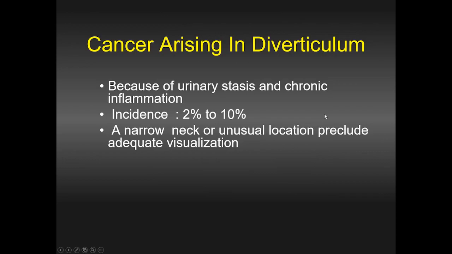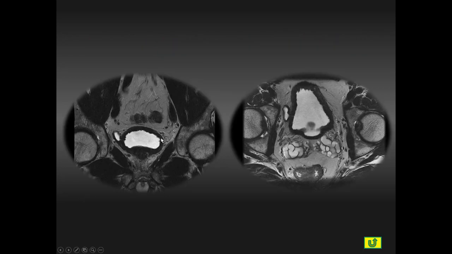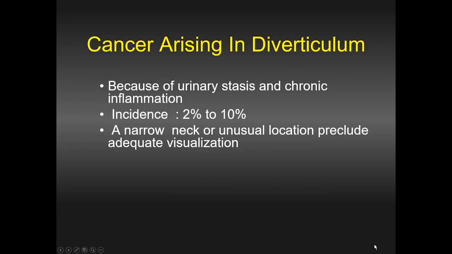Now, in terms of cancer arising in a diverticulum, this is an area of particular importance, where MR can be a very useful tool for the urologist. The reason is these bladder diverticuli can have a very narrow neck. Here is one example where the patient has a bladder diverticulum, and as you can see, the neck is very narrow. This bladder diverticulum was totally missed by the urologist because they were unable to spot the opening. That's important to keep in mind in terms of detecting tumors that arise in bladder diverticuli.